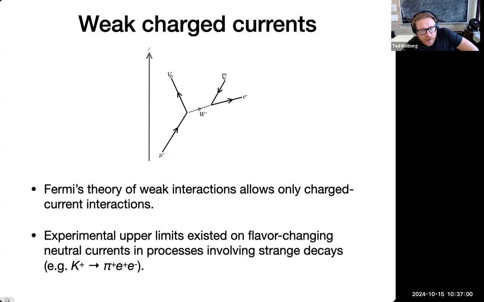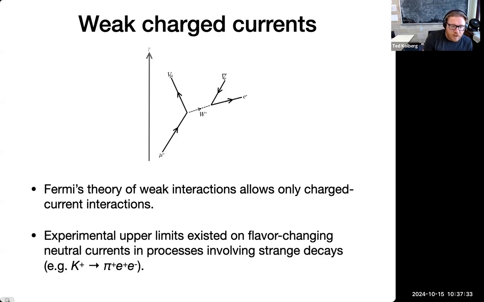Until the discovery of the neutral current interactions, in fact, people only considered that there were charged current interactions of the weak force. And they tried to look for flavor-changing neutral currents in processes involving, for example, the decay of the kaon. They tried to look for neutral flavor-changing currents, for example, in the final state K plus to pi plus e minus. And they were able to put upper limits on the rate of such decays, but not to actually observe them.